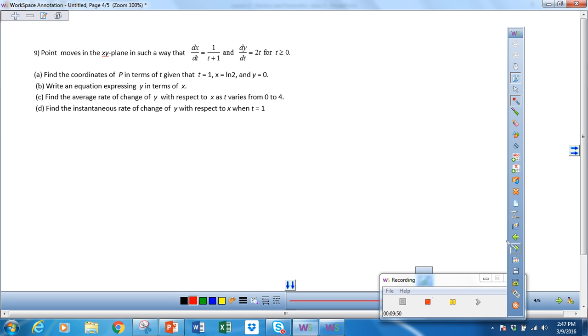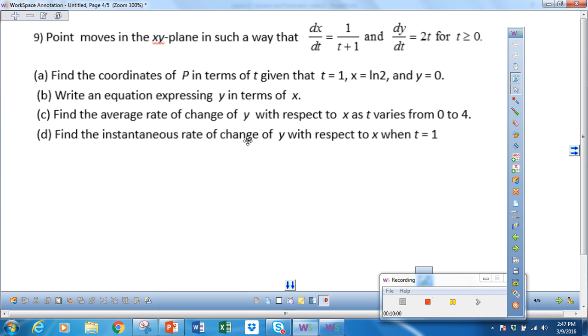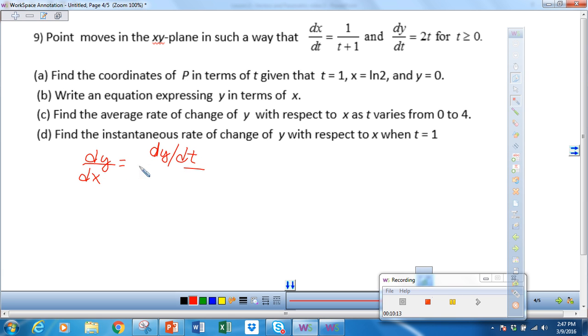One last thing, let's find the instantaneous rate of change. And the instantaneous rate of change is simply going to be the slope. So we have to find the slope of y with respect to x. So this is dy dx. And remember, dy dx is going to be dy dt divided by dx dt. So once again, we have to recall our values of x. X is equal to the natural log of t plus 1.